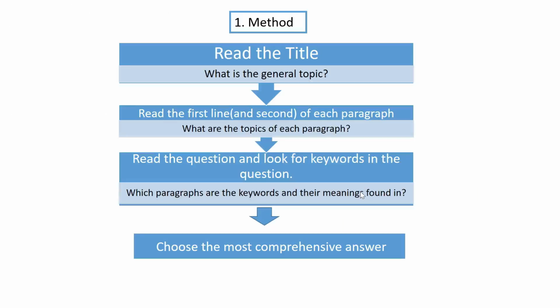So we read the title, and then we read the first line and the second line, and then we read the question and look for keywords in the question. And then we look and see where the keywords are in the paragraphs. Then we choose the most comprehensive answer. This is the first method that we're going to choose. And let's see how it goes.